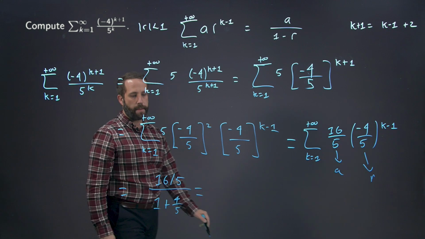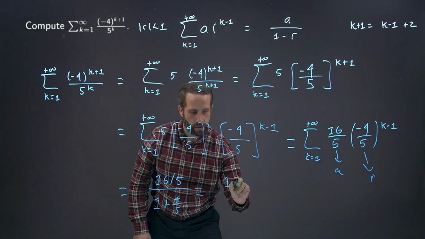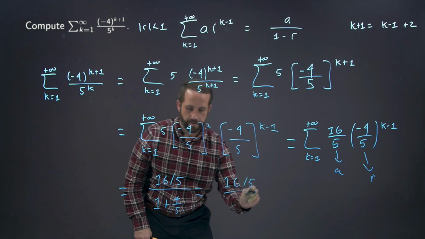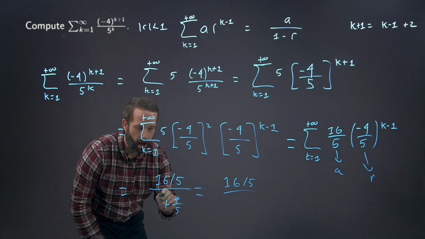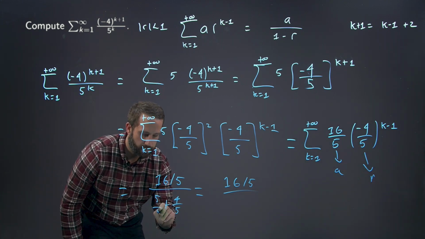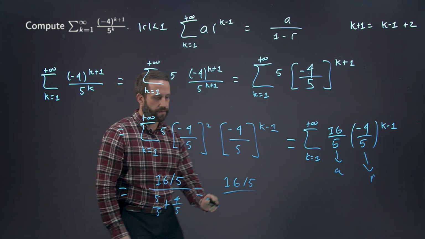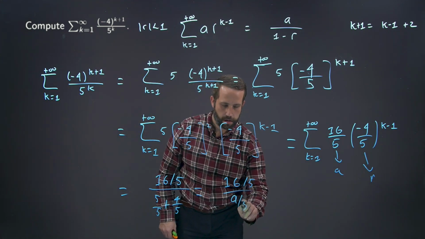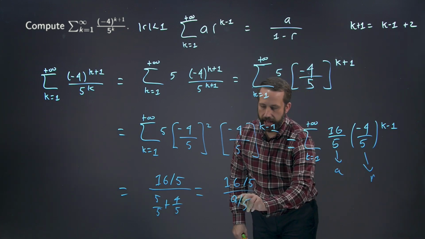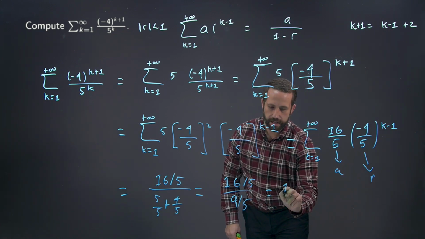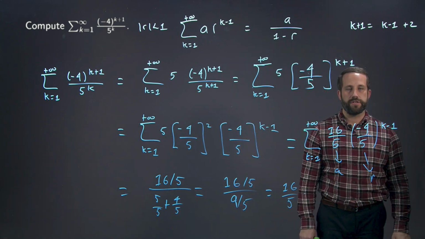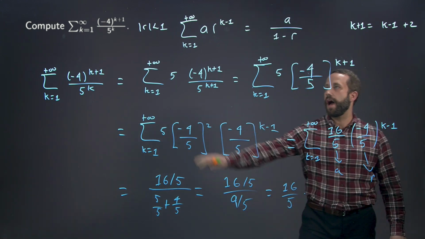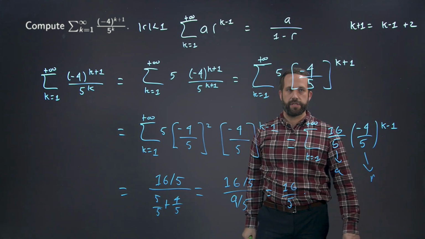4/5. If I get a common denominator, in the numerator, I'm going to have 16 over 5. And in the denominator, if I get a common denominator, 1 is 5 over 5. So this will be 9 over 5. And then the over 5s cancel. And this is 16 over 9. And that is the final answer to this problem. 16 over 9 is the sum of this geometric series here.